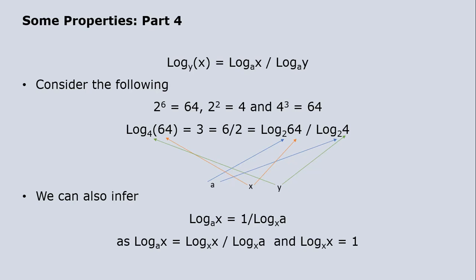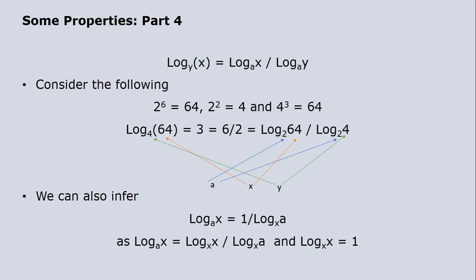Once again, this formula can be understood by taking x to be 64 and y to be 4. Log of 64 with the base 4 is 3, which you can also get by dividing log of 64 with base 2 by log of 4 with base 2. The last property which we can derive from this discussion is that log of x to the base a is the inverse of log of a to the base x.